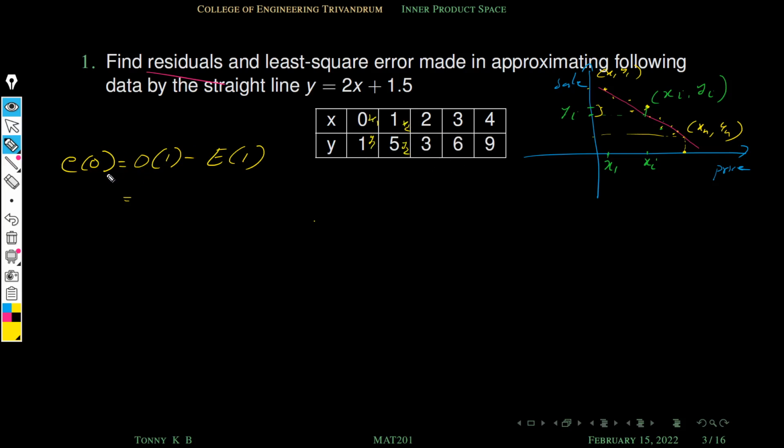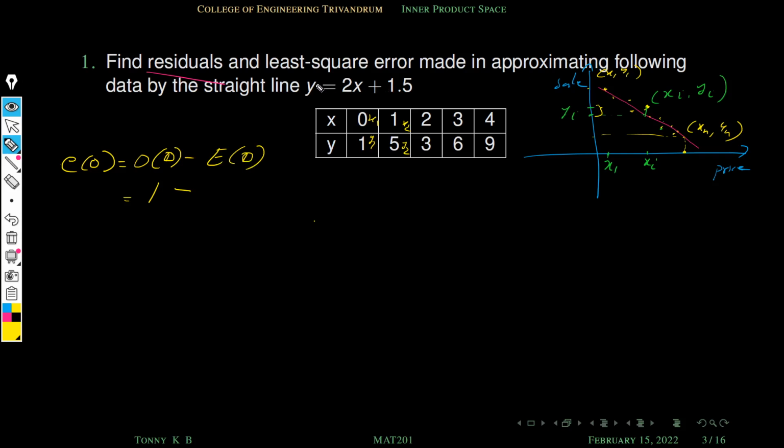So what is E of 0? E of 0 is defined by O of 0 minus E of 0. Sorry, this is O of 0 and this is E of 0. What is O of 0? It is the observed value at 0. What is the observed value at 0? That is 1, from our data point, minus the expected value at 0. The expected value is from the straight line.